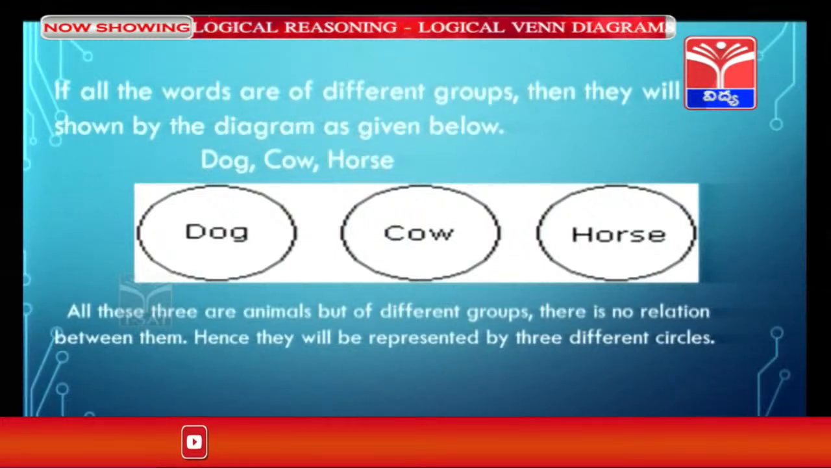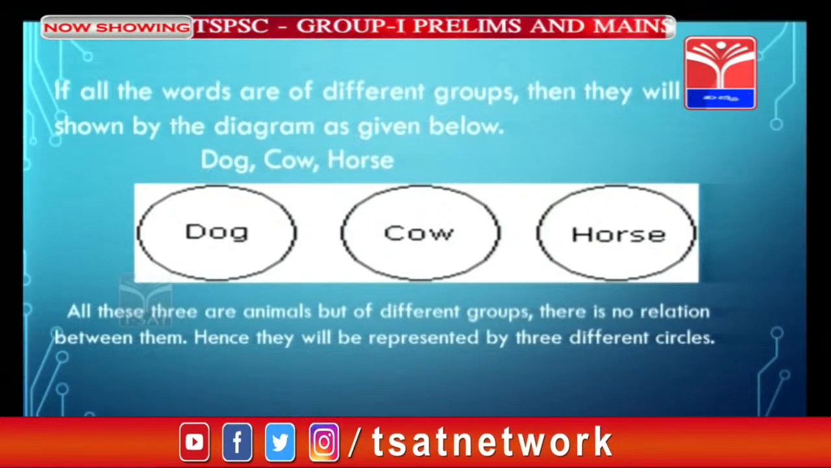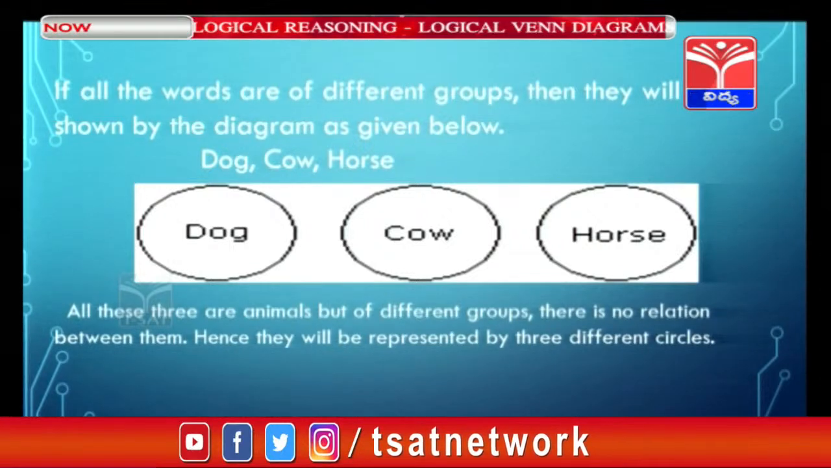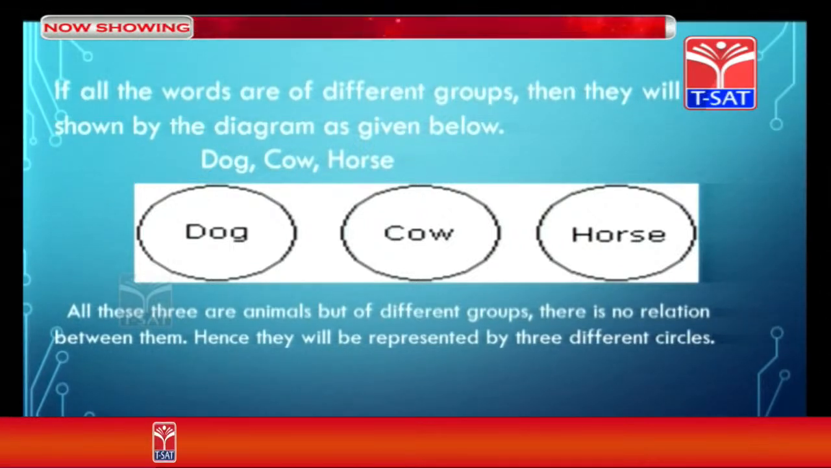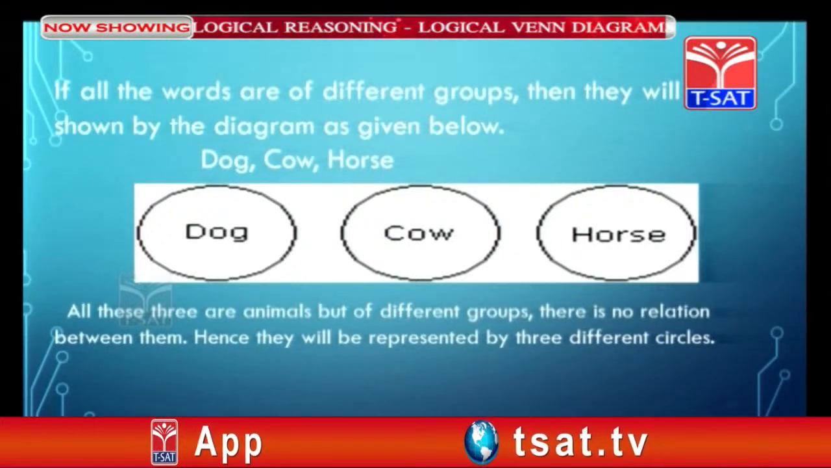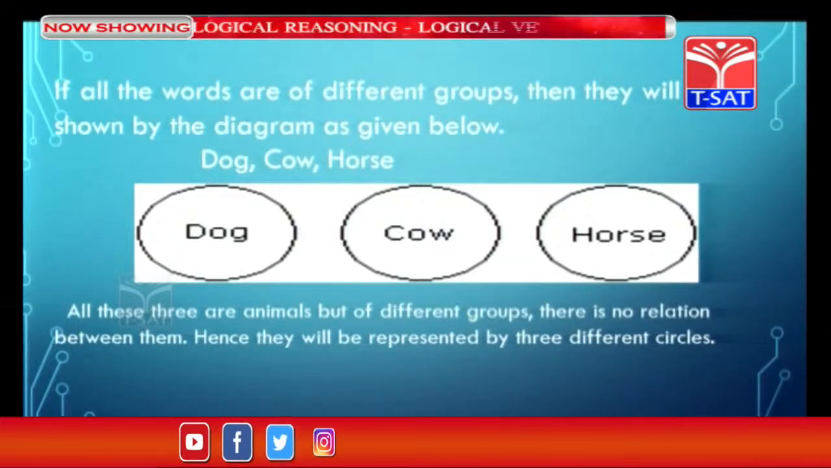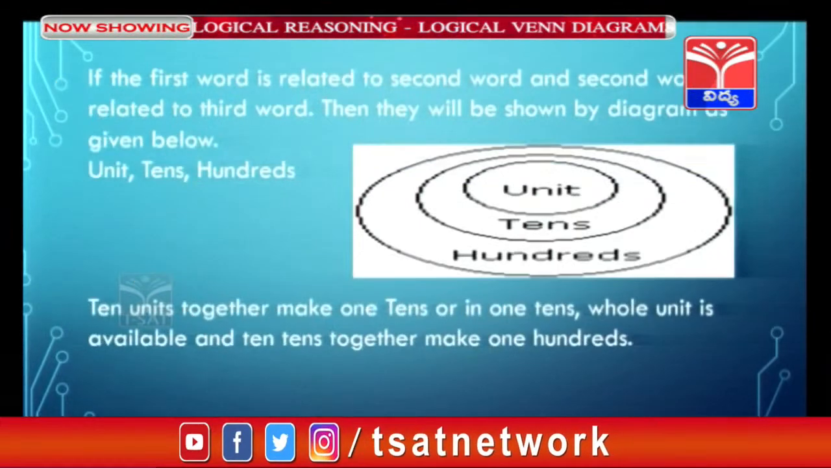Man, woman data is given. So, man is represented by one circle and woman is represented by another circle. If there is no common relation between the given sets, generally those are represented with disjoint circles. This is a very important thing. Now, we will see another.